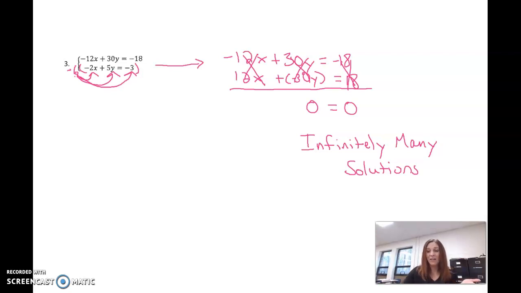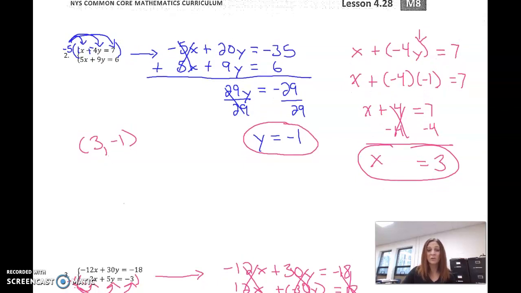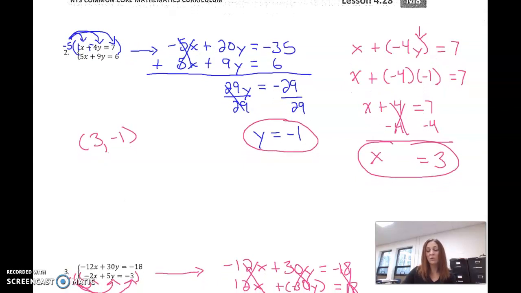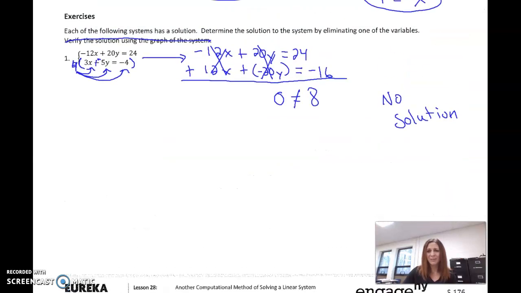All right, if we get a true statement, this side is always going to equal this side, there's infinitely many solutions. If we can solve for a variable, we know there's one solution, so then you can figure out what the other variable is. And if we get an untrue statement, not going to happen, there's no solution.